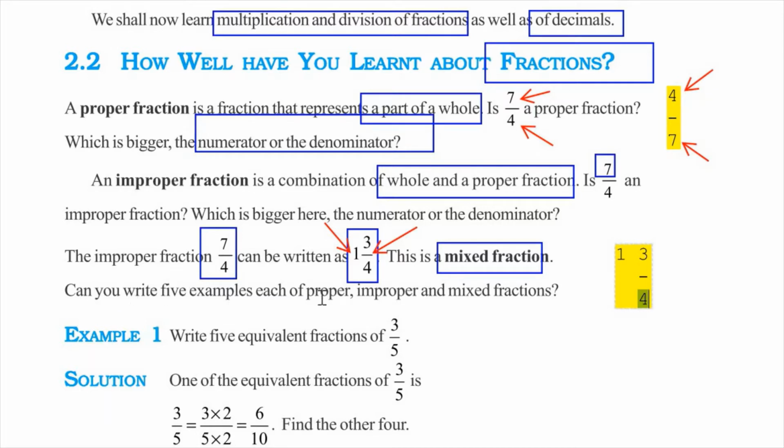Can you write 5 examples each of proper, improper, and mixed fractions? I will leave this activity to you. Just remember, in a proper fraction, the denominator is always greater than the numerator. In an improper fraction, the denominator is less than the numerator. And to convert improper into mixed, you need to divide the numerator by the denominator and then keep the remainder as the new numerator and the quotient as the whole number. You can write 5 examples each.